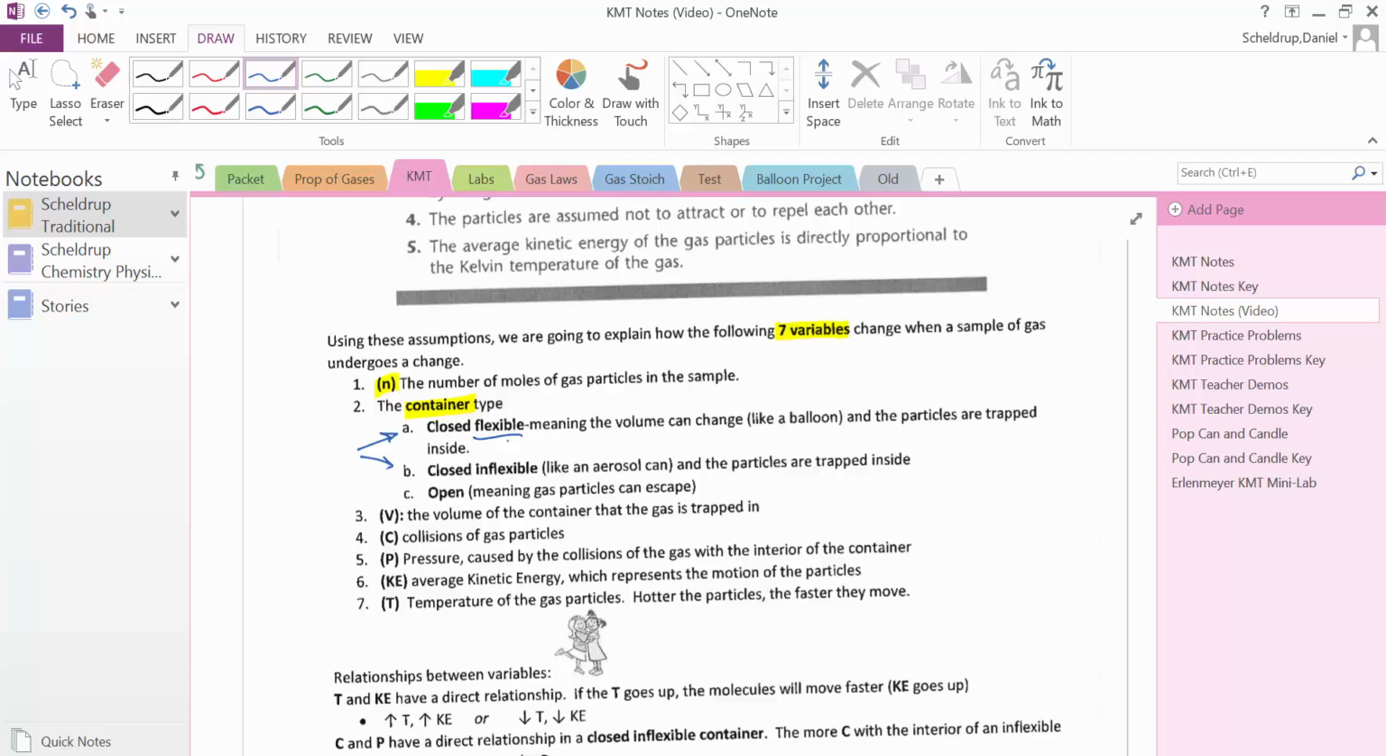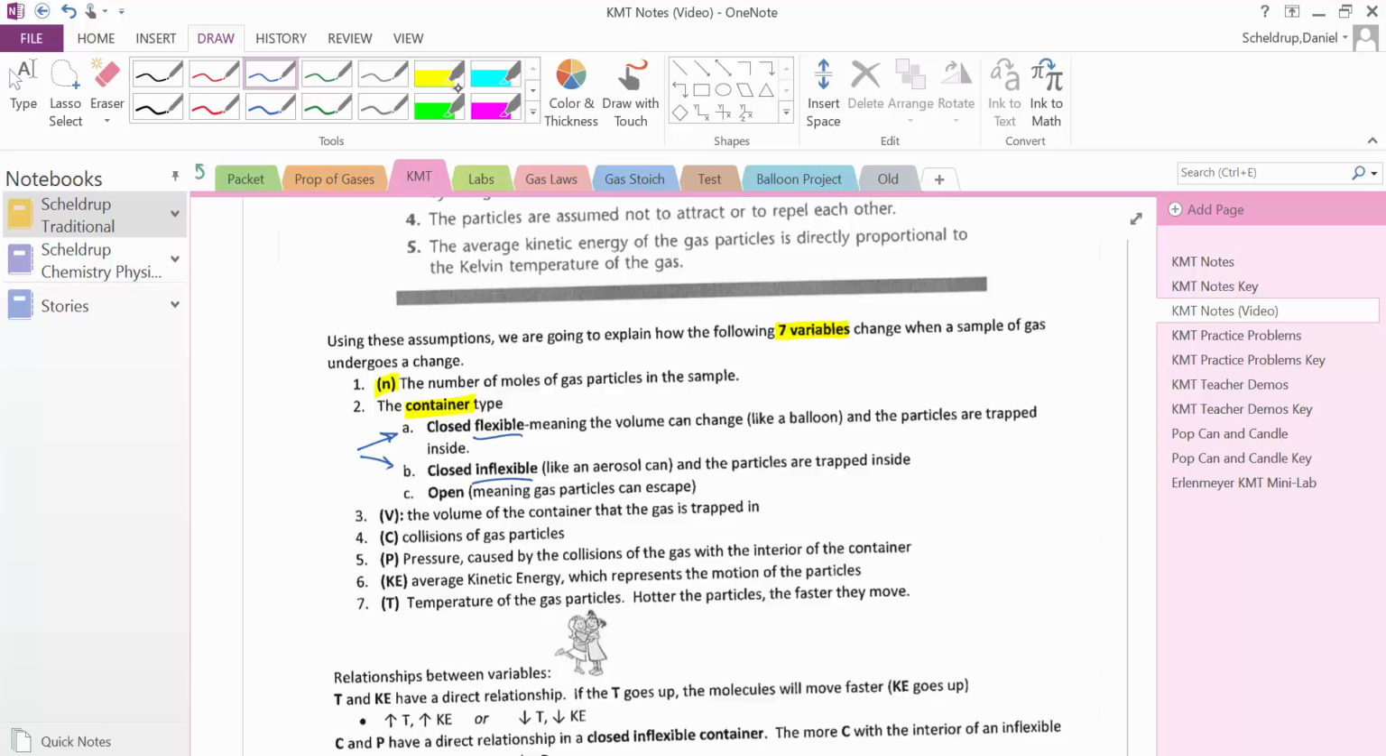But the particles inside the balloon are still trapped, right? Once you tie the knot on the balloon, you can't add any more gas particles to the inside. The second option is what happens if you have a closed inflexible container. So an example is like an aerosol can, which is like a spray paint can or hairspray, where that metal can can't change its shape. It's fixed in whatever metal shape it was pressed into. Again, air particles are trapped inside.